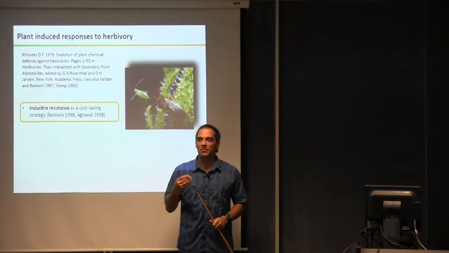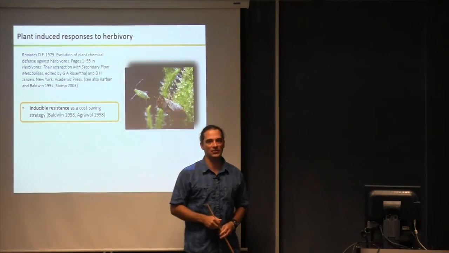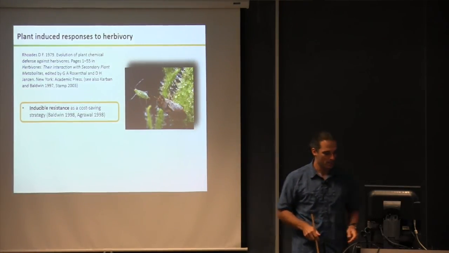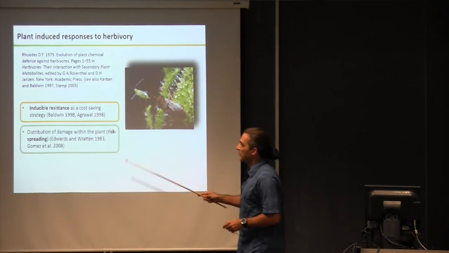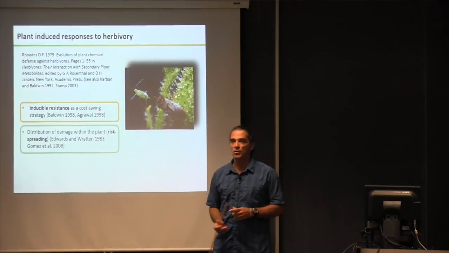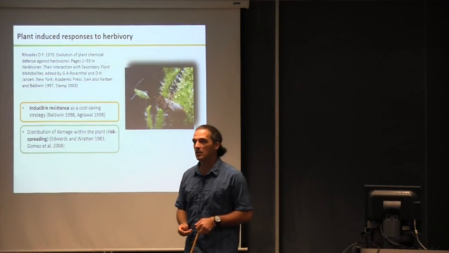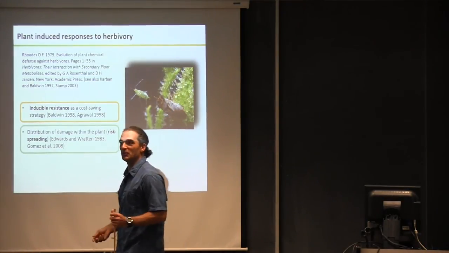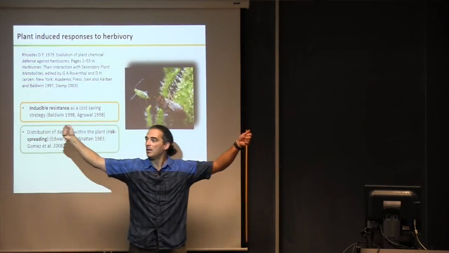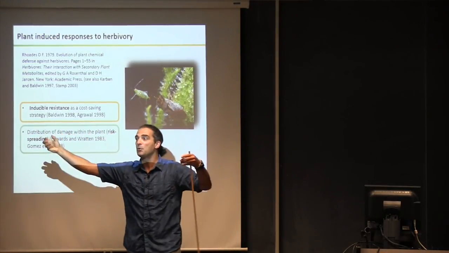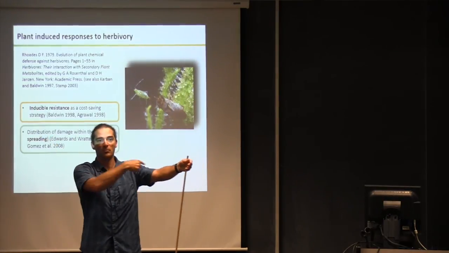So for plants, it's not that costly to produce these compounds, presumably, right? And so there were other hypotheses that people came up with then. The other one was the distribution of damage within the plant. When you have a modular plant, and most plants are actually modular, and you have one branch here and one branch here, if there's damage on this branch, it's inducing resistance, forces the herbivore to move over.